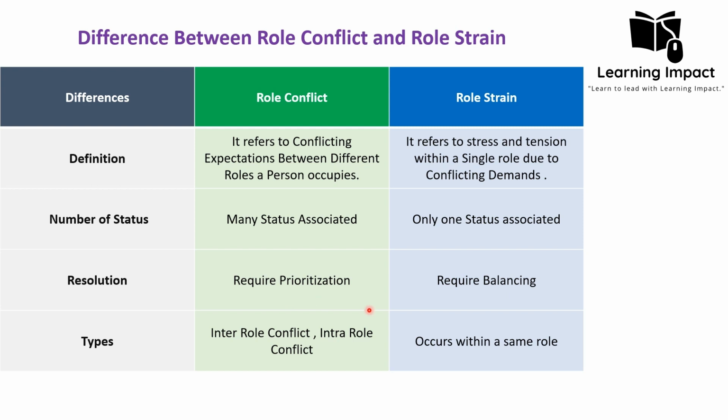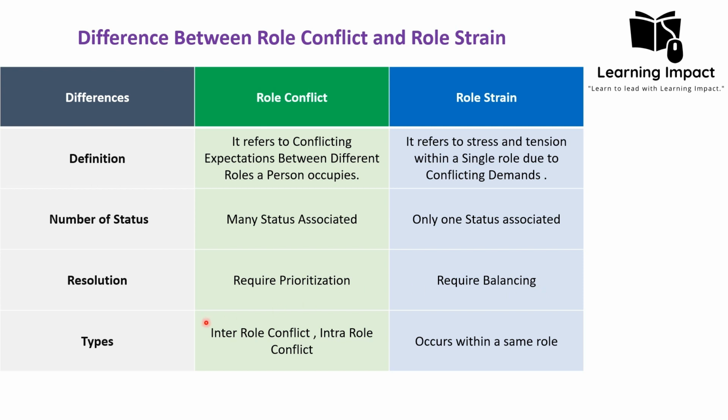But in the case of role strain, it requires balancing. For example, a student has to maintain curricular activities along with extracurricular activities. He has to balance his time and energy. So this is the role strain resolution.